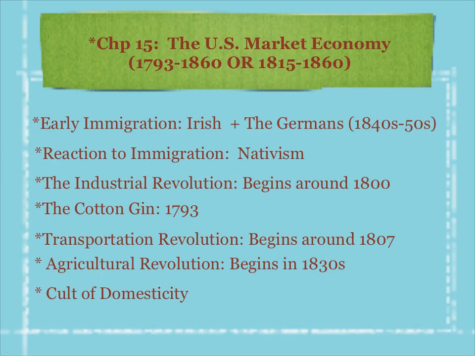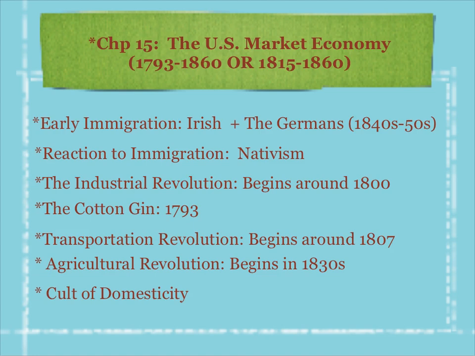Let's begin with chapter 15, the U.S. market economy. I already mentioned these years. Again, our economy really becomes dependent upon trade. That's kind of what the market economy is all about, trade. And so now farmers are growing their crops not just to survive, which is called subsistence farming. They are now growing crops to trade and to earn an income. And so this chapter is about that.